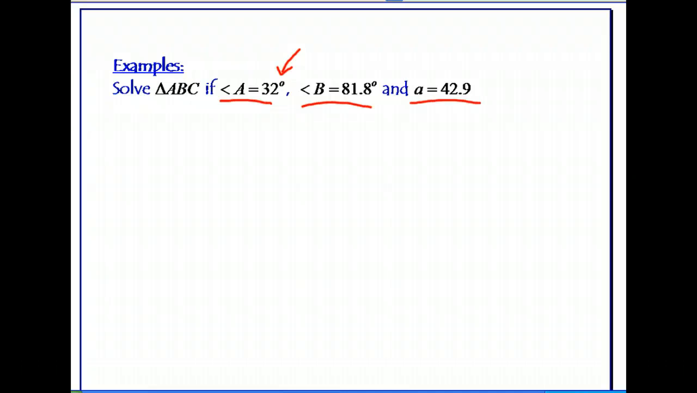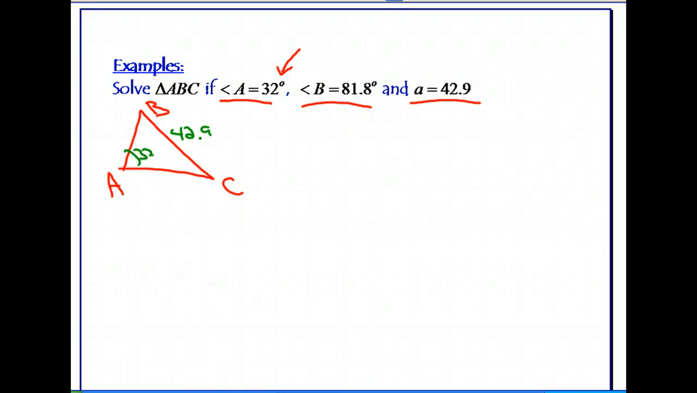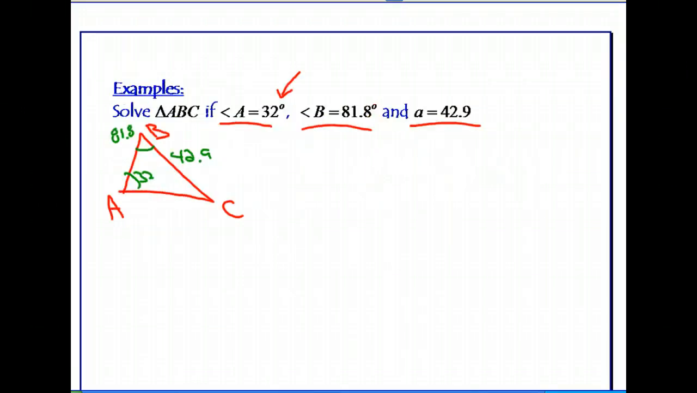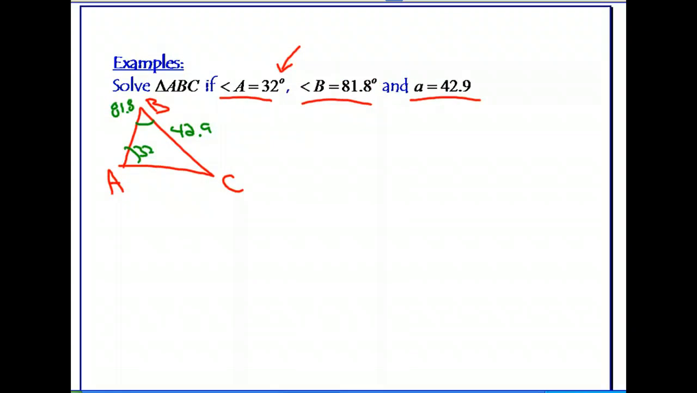So if you sketch this out very quickly, here's an angle A and a B and a C. And what did they give us here? Well, they gave us side A, 42.9, angle A, which is 32, and angle B, which is 81.8. You might look back at that previous page and say, wait a minute, they didn't give us an angle and a side and an angle. And you're right, when I draw this picture, we don't have that. But it wouldn't be hard, given angle A and angle B, to get angle C, and then we truly would have an angle and a side and an angle. So this is going to work.